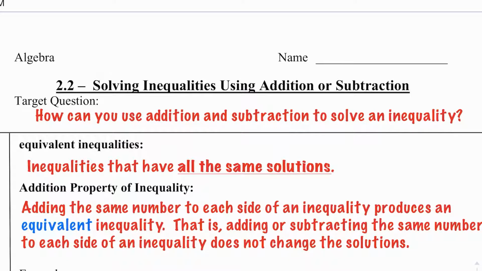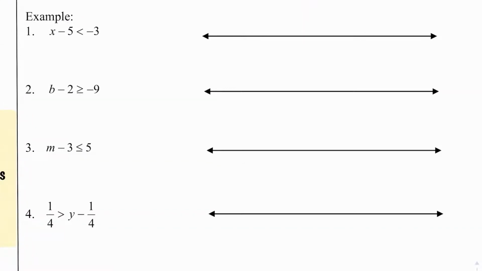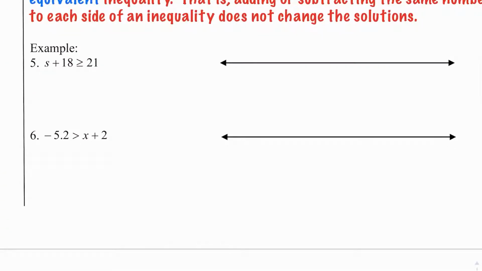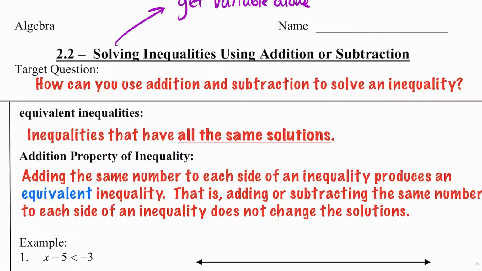All right, so today's notes, we're going to cover section 2.2, which is solving inequalities using addition and subtraction. So we have a general idea of what it means to solve something. That just means get the variable alone. So what we have today is we're going to have problems that look like this: x minus 5, m minus 3, or even down here like s plus 18. The idea is we're going to try to undo addition and subtraction to get the variable alone.